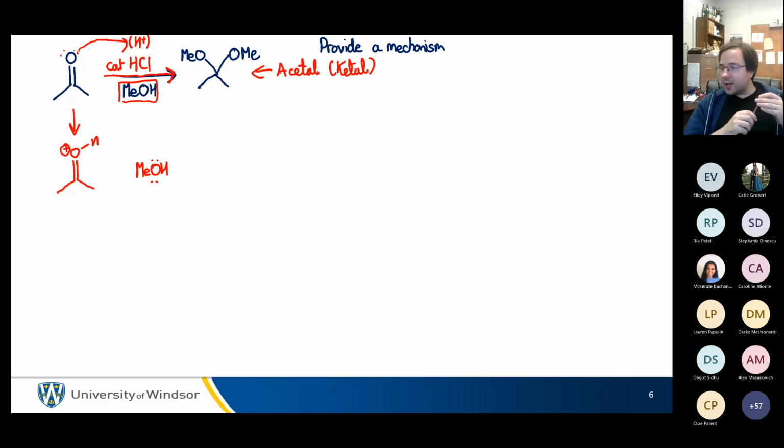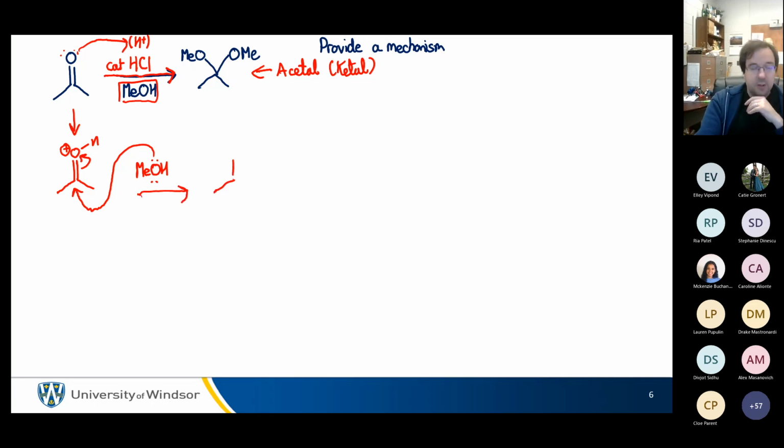So methanol attaches to the electrophilic carbon. If you've had a chance, amongst all the blah blah I've been doing, to draw some arrows, hopefully you've drawn this. Now this is no different than anything we've seen. It's an oxygen this time.